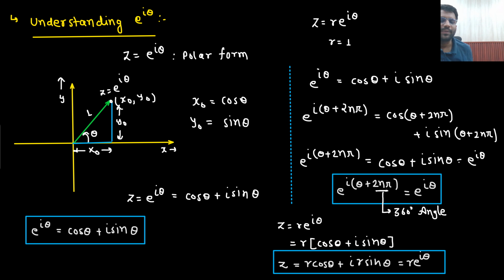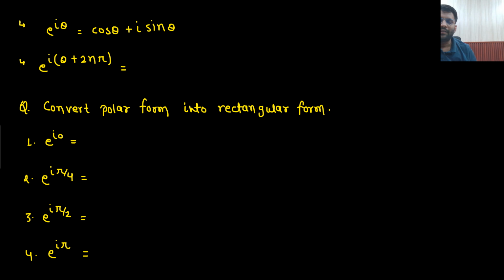So this is your e to the power iota theta. From this slide, only this thing you need to remember, that e to the power iota theta could be written as cos theta plus iota sin theta, and e to the power iota theta is periodic with integer multiple of 360-degree angle. Understandable?